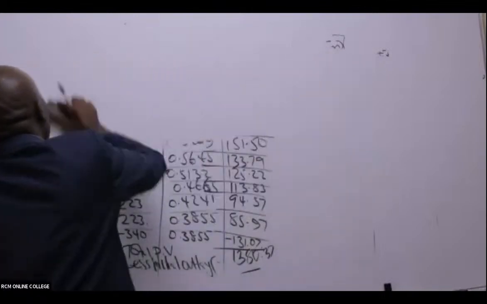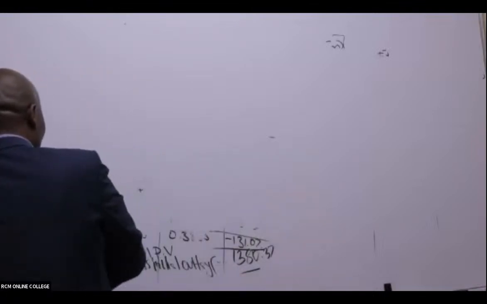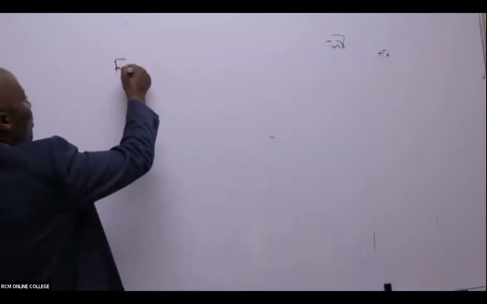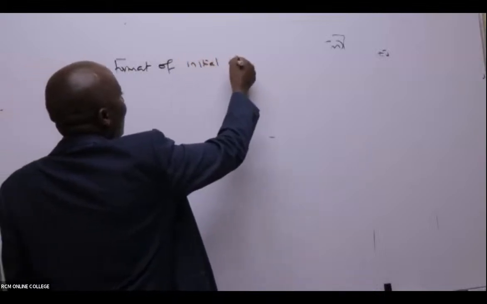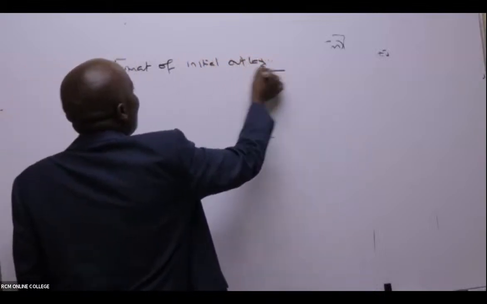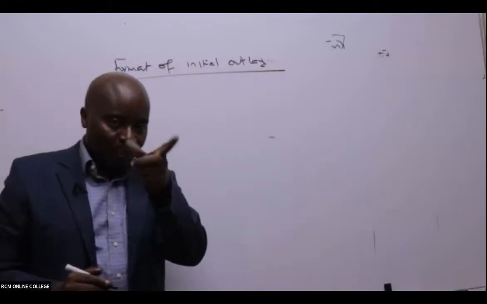This initial outlay has three components, and I'll be able to give you the format. Whenever we have two machines, this is the format of the initial outlay. So if I want to make this particular word here, decision to replace.